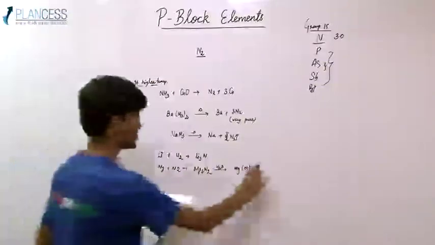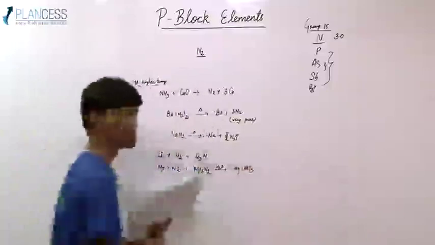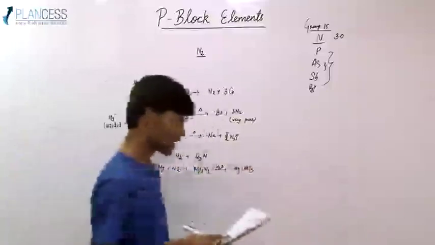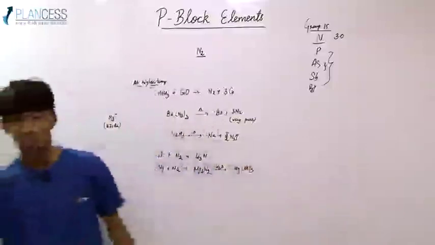So sorry, this is not a precipitate. Mg(OH)2 is the corresponding hydroxide. Again, another property would be that it has been used in Haber's process.